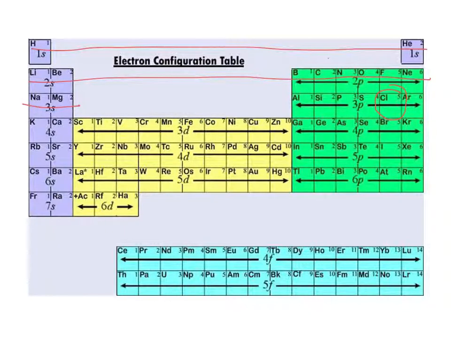So I can just quickly write that out. I already know they're going to be filled. Why do I need to mess around and put a bunch of arrows? So I'm going to write 1s2, 2s2, 2p6, 3s2. Now I just have to count what my 3p's are. 1, 2, 3, 4, 5. And I just write 3p5. And I'm done. That's how simple it is.